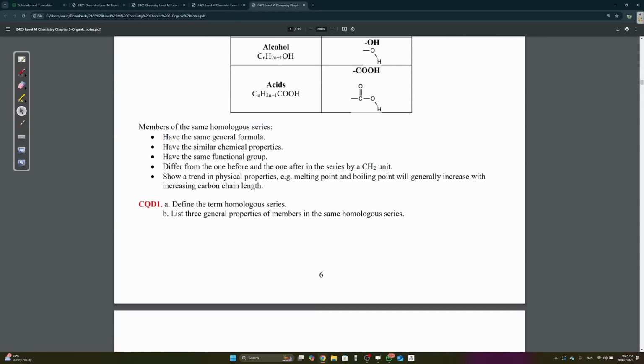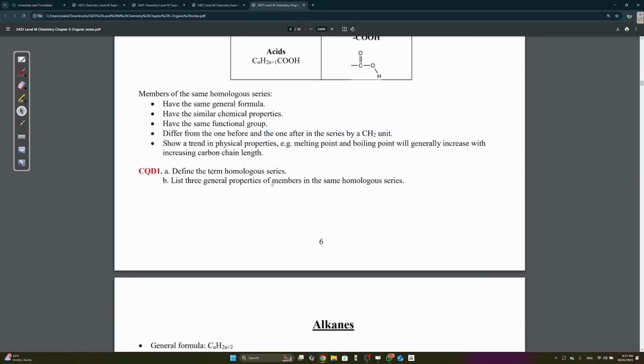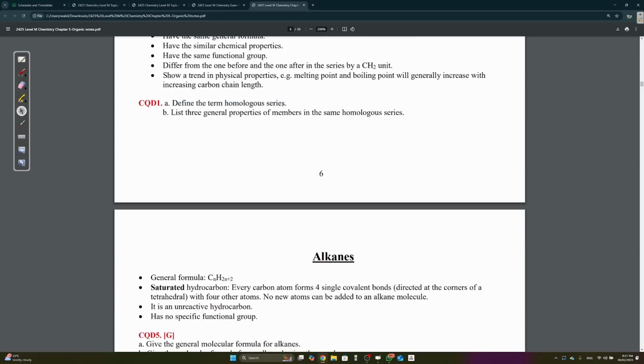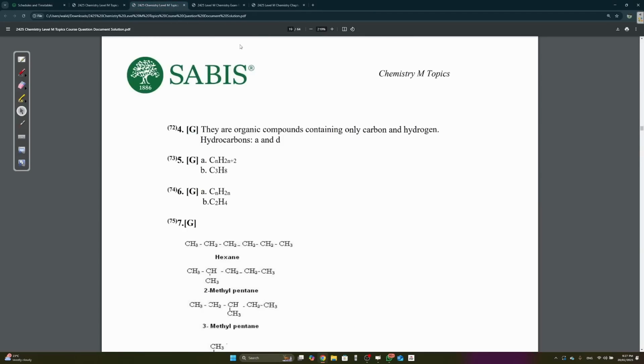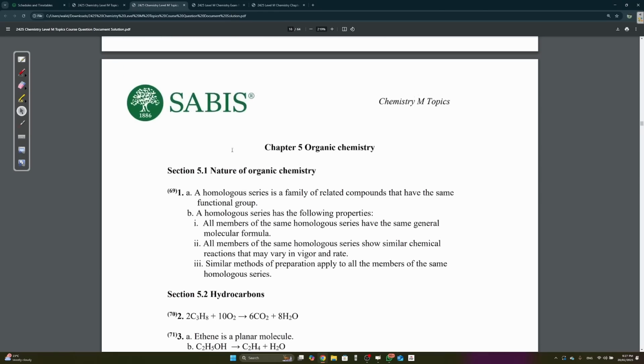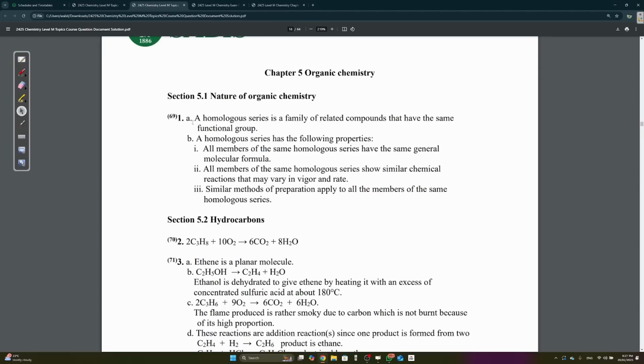Members of the same homologous series, what do they have? They have the same general formula, similar chemical properties and reactions, and the same functional group. They differ from the one before and the one after by one CH2 unit. They show a trend in physical properties, for example, melting and boiling point will generally increase with increasing carbon chain length. Define the term homologous series, list 3 properties. I'm just going to show you the answer, screenshot if you want, because we already did question 1.